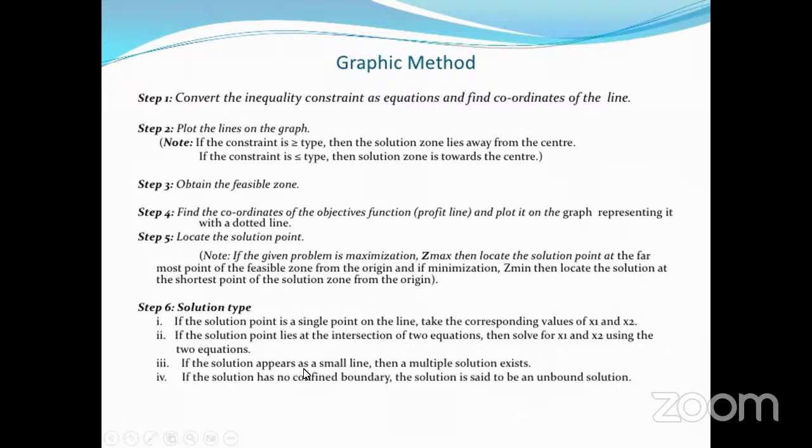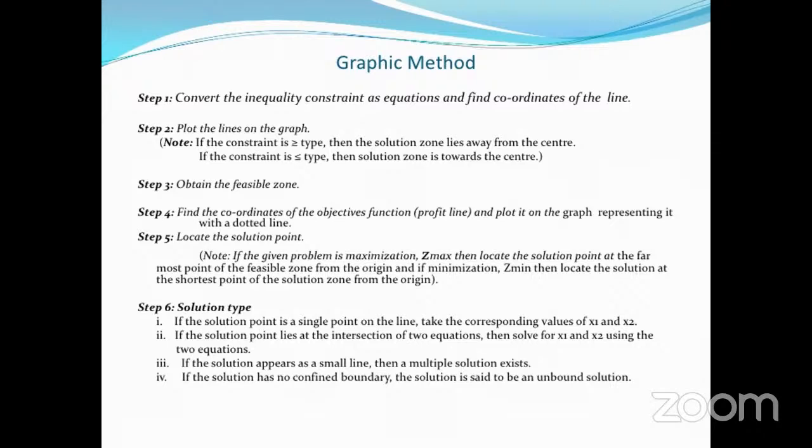If the solution appears as a small line, then multiple solutions exist. If the solution has no confined boundary, the solution is said to be an unbounded solution. Those solutions will be obtained based on the feasible zone. Feasible zone means the area where all the conditions, all the constraints, are satisfied. At that point, we can say we'll be getting our solutions. Best solution we need to identify.